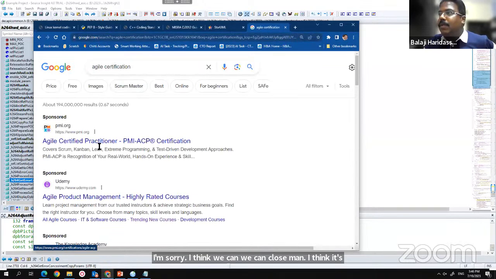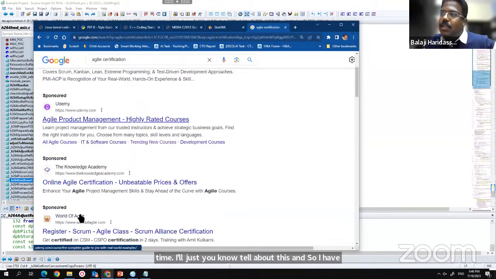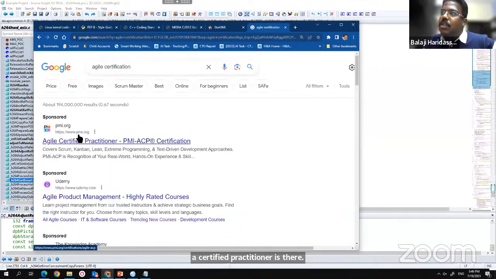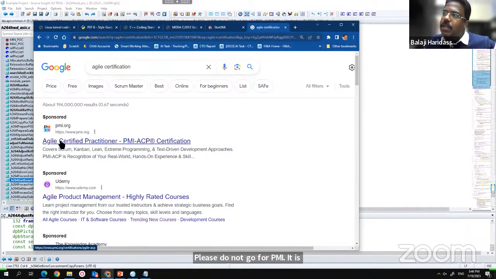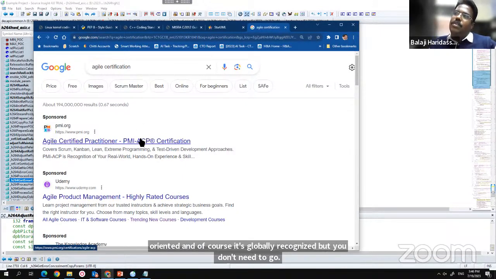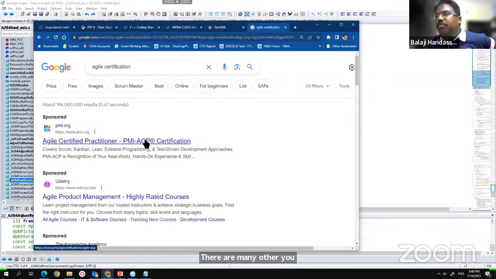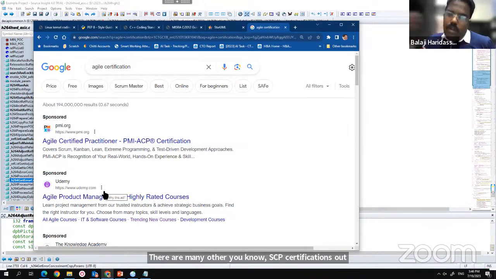Yeah. So Agile certified practitioner is there. You have Agile product management. You have Agile Scrum Master. So you can check the different types of certification. Please do not go for PMI. It is more money oriented. And of course, it's globally recognized, but you don't need to go. There are many other ACP certifications out there which are available. And many are also doing PMI ACP. So if we can do these types of certification, it gives a lot of ideas.